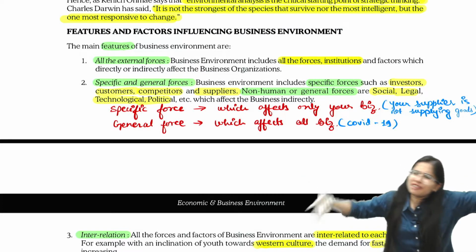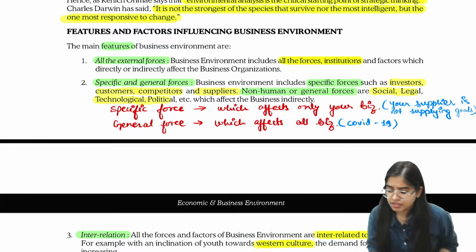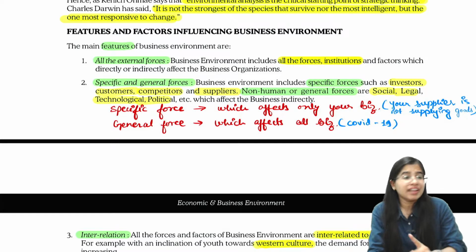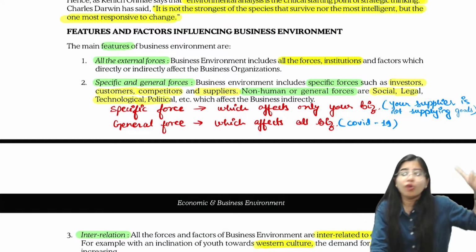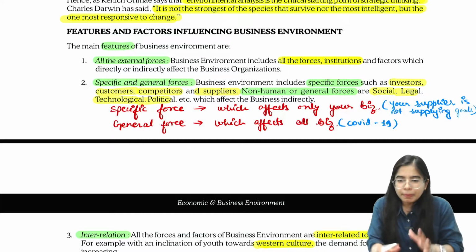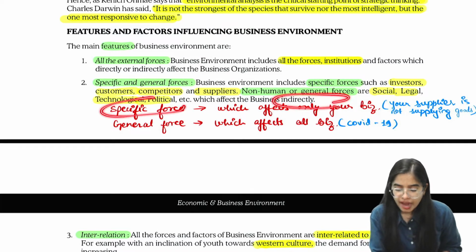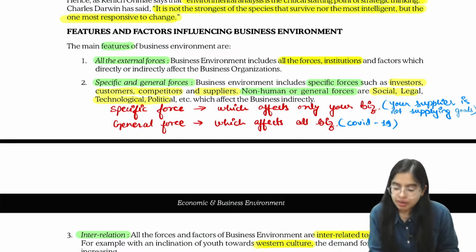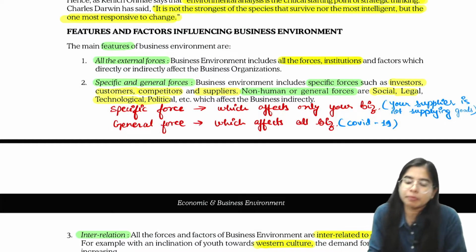General force affects every business, not specifically my business. Example, COVID-19. Did COVID-19 affect only your business? No, COVID-19 affected the whole world's business, right? So that is a general force. Mostly all the people come under specific force, and the social, political, technological forces all come under general force. Non-human forces come under general force.